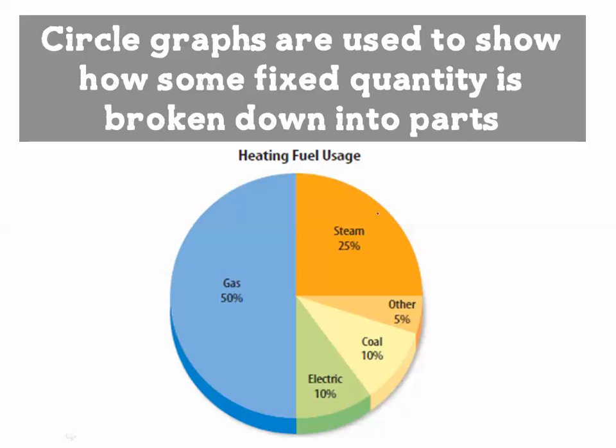Finally, the third type of graph is a circle graph. These are used to show how the parts fit together to make a whole. So how some fixed quantity is broken down. This one we have how many buildings in a community use different types of heating. You can see that half of them use gas, but that is the most common. Then we've also got steam, electric, coal, and other. Each of these parts make up the whole of the 72 businesses that make up the community.